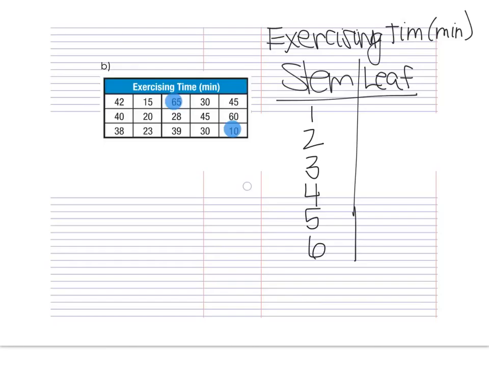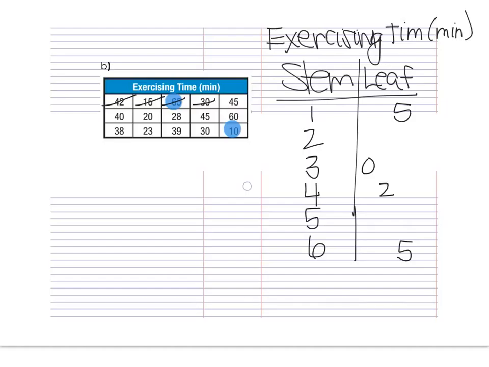And now let's go through our table, and we're going to put each number in the appropriate stem and list its leaf. So 42 has a stem of 4 and a leaf of 2. 15 has a stem of 1 and a leaf of 5. 65, stem of 6, leaf of 5. 30.